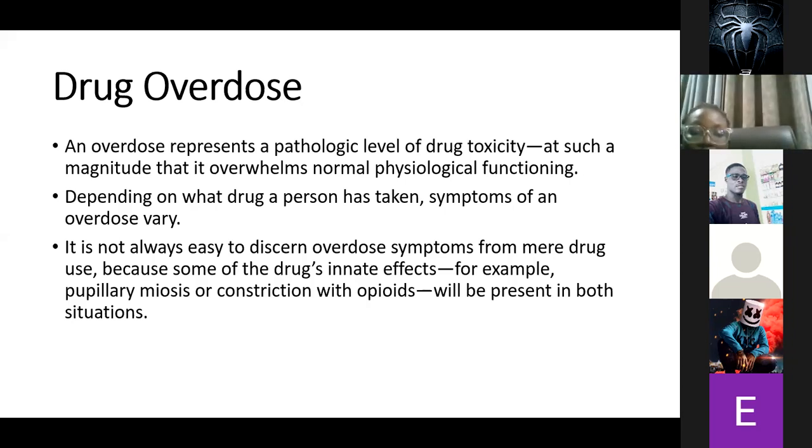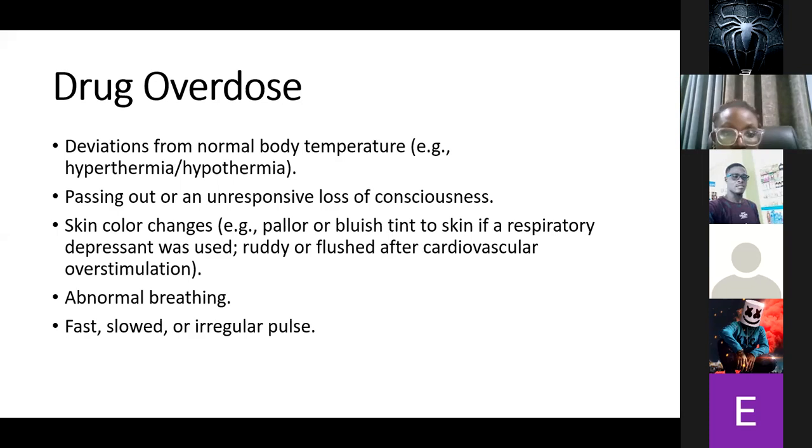And it's not always easy to know which is an overdose and which is a sign of an illness. So some of the manifestations are deviation from normal body temperature. So either the temperature will be very high or it's very low. Patients passing out. For example, the patient who takes an overdose of an antihypertensive drug may just pass out, become unresponsive, and lose consciousness. There might be skin color changes. There might be abnormal breathing. The pulse might be fast, it might be slow or irregular.